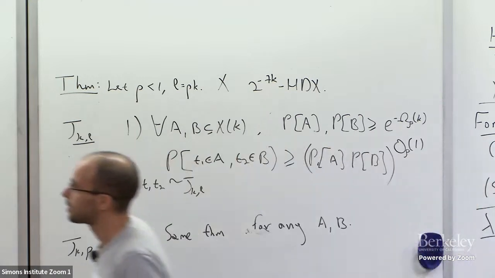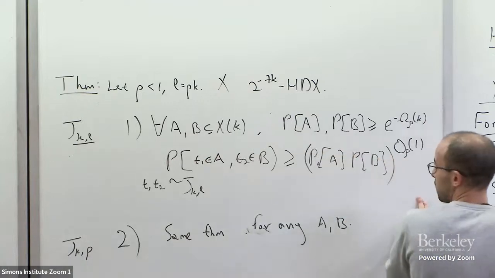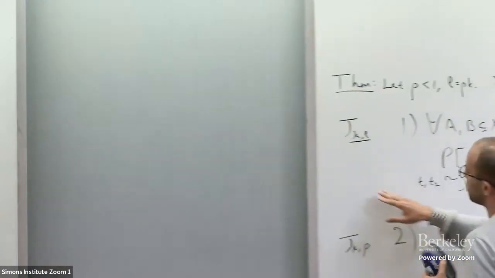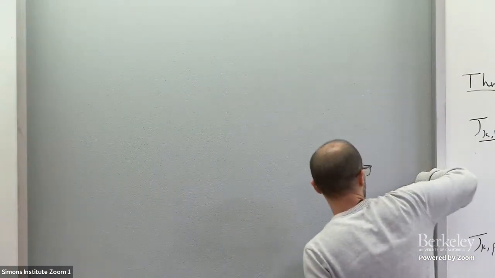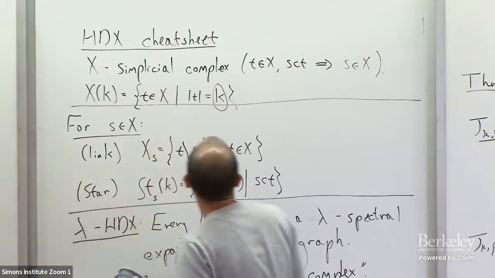So let's think back on the Boolean hypercube. I want to maybe keep this. What should I erase? I'm going to erase this cheat sheet. I hope it's okay.